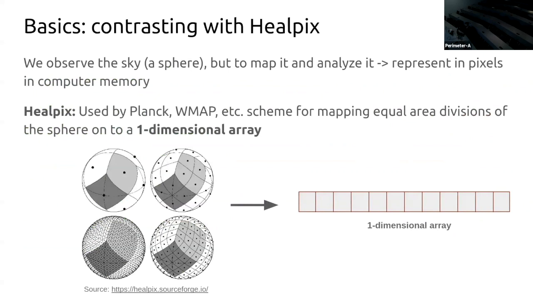So the HEALPix pixelization is a scheme for mapping equal area divisions of the sky onto a one-dimensional array, right? Anytime you observe the sky, which is a sphere, you want to map it and analyze it. If you want to do that, you want to represent it in pixels in computer memory. HEALPix does this by dividing the sky into equal area divisions and mapping it into a one-dimensional array.